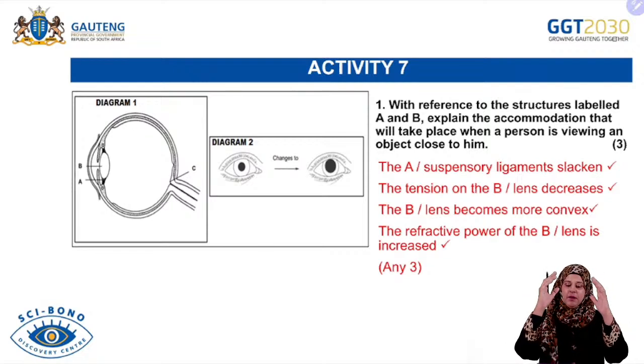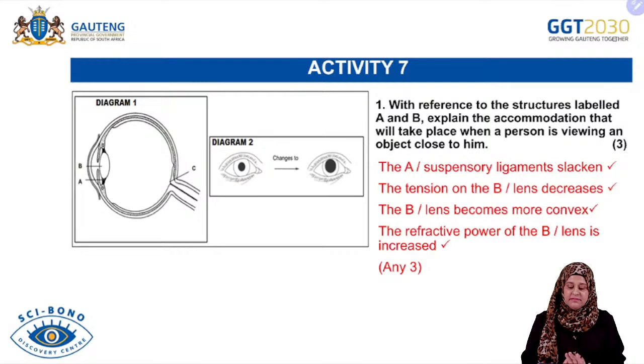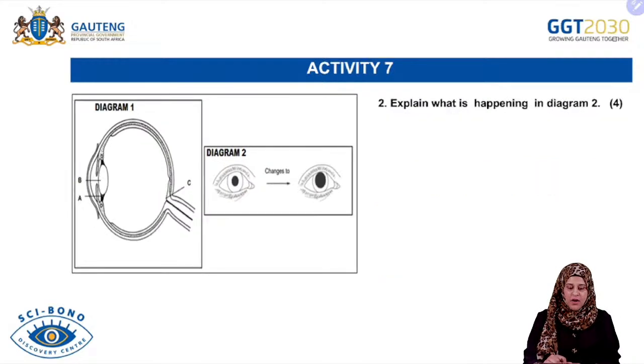So the lens becomes more convex. The refractive power of the lens increases and the image then focuses on the retina. And here there are 1, 2, 3, 4 marks, but for any 3 marks you will be credited if you mention them. Okay, now it's the same diagram, but now we're moving on to looking at diagram 2.